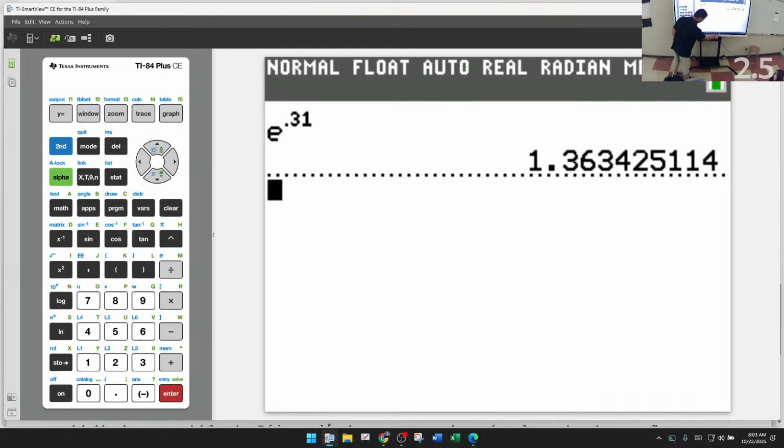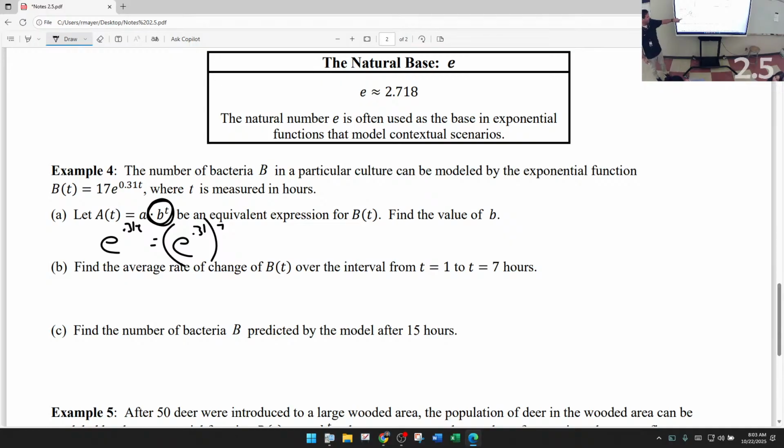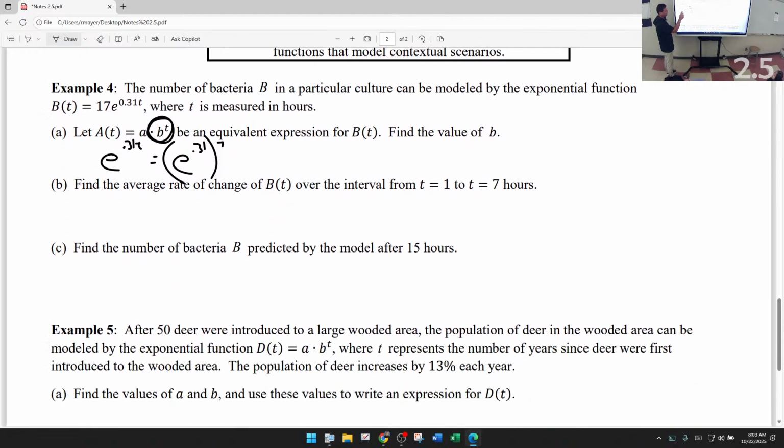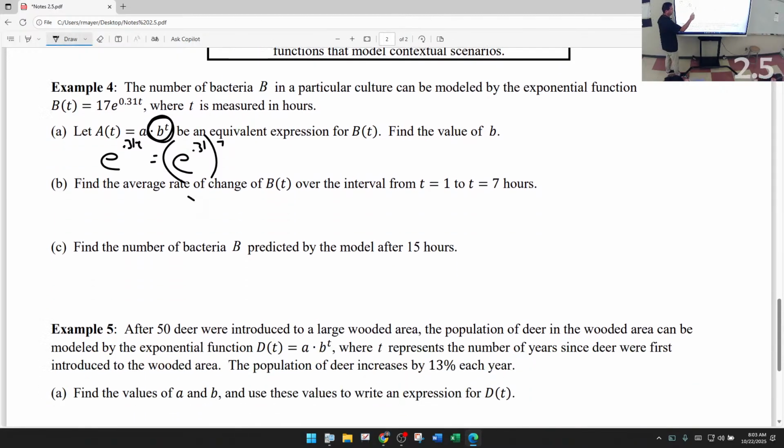All right, let's see what's next. Find the average rate of change from 1 to 7. I thought I was done with the average rate of change. Dadgummit. We've got to do y minus y over x minus x. And x minus x is really easy because it's just 7 minus 1. Then you've got to plug in 7 and you've got to plug in 1. Here's the easiest way to do that.